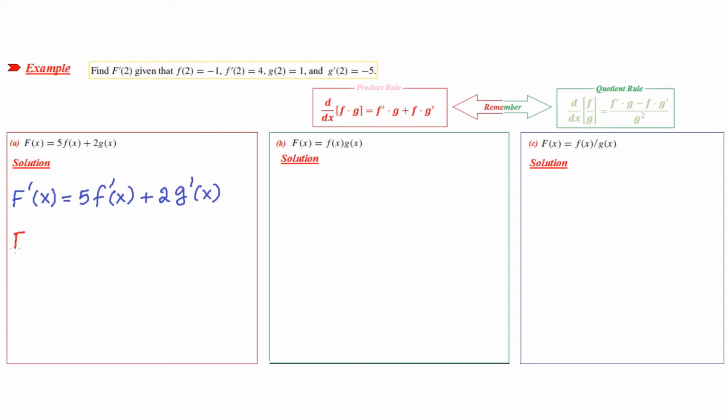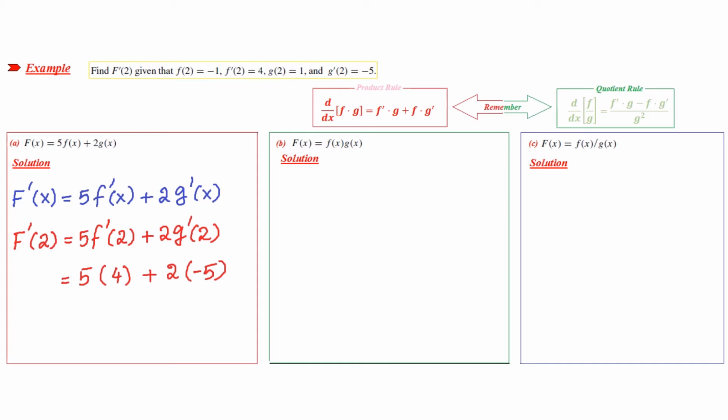So f prime of 2 equals 5 f prime of 2 plus 2 g prime of 2. Now you have to replace the values of f prime of 2 and g prime of 2, and these are given in the question. So we have 5 multiplied by f prime of 2, which equals 4, plus 2 multiplied by g prime of 2, which is -5.